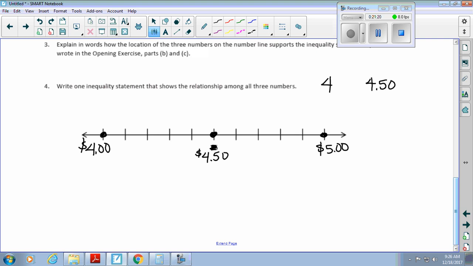$4.50 and $5. All right, so I left a space in between to write my inequality symbols. So 4 compared to 450. 4 is less than 450, and 450 is less than 5. Very good.